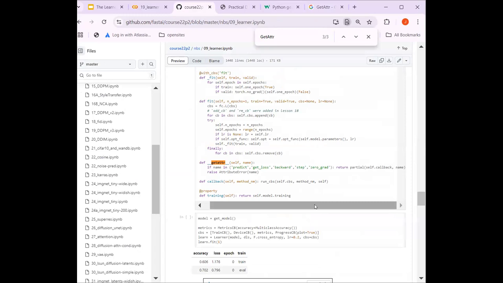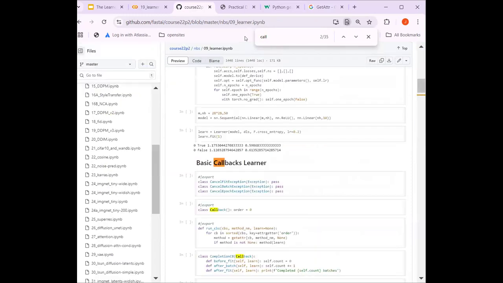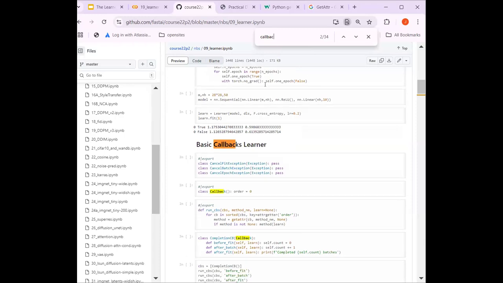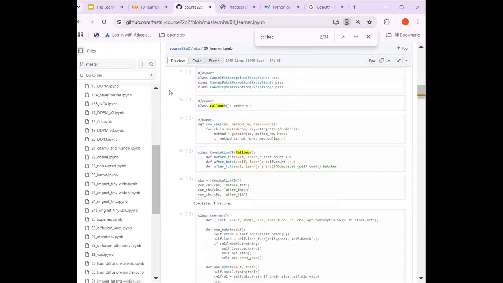So he has a function called run callbacks that he uses to run all the callbacks on a list. And so he uses the getattr to get the method. If it's not there, just use none. And then it just checks, if it's not none, I'll just go ahead and do it. Yeah, right there, run CBS. You'll see the getattr.